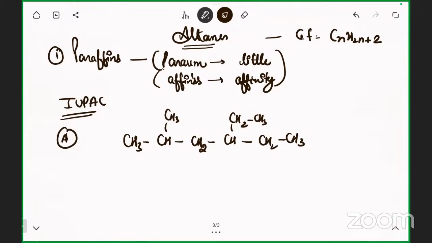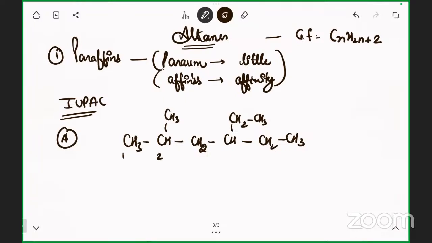Yes. From which side should I do the numbering? Left hand side or right hand side? Yes, speak. Is anyone present in the class? From left hand side, sir. From left hand side. Okay.